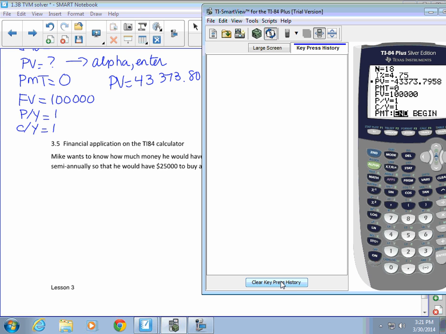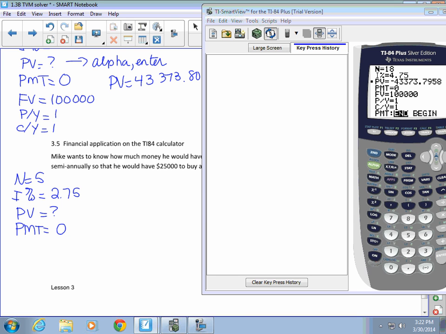So for this one, the number of years, he wants to buy a new boat in 5 years. His interest that he's going to be earning is 2.75%. Our PV, so that's the present value. He wants to know how much he has to start with. Payment, again, we're not worried about that, so it stays at 0. Future value, we want to have $25,000 when we're all said and done. Payments per year, just 1. It's an annual. But our compounds per year for this one, because it's being compounded semi-annually, that means we have 2.